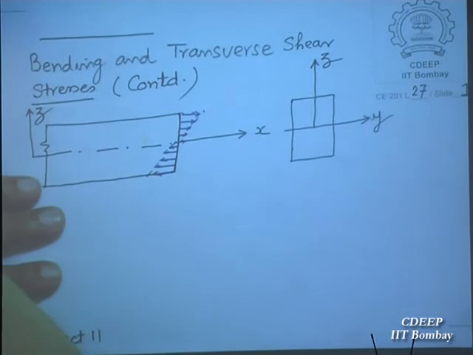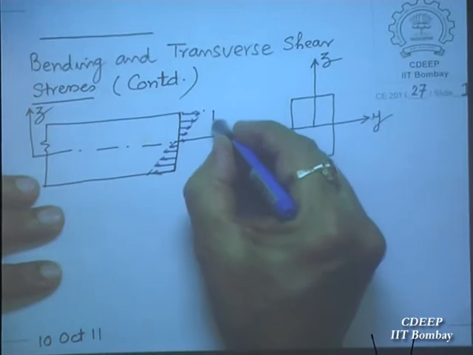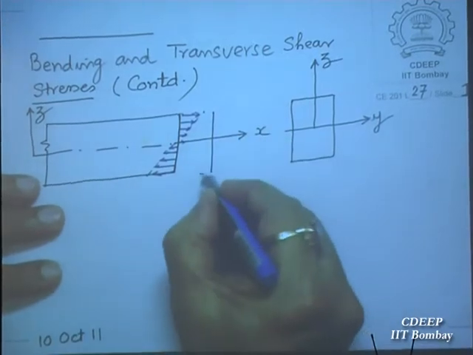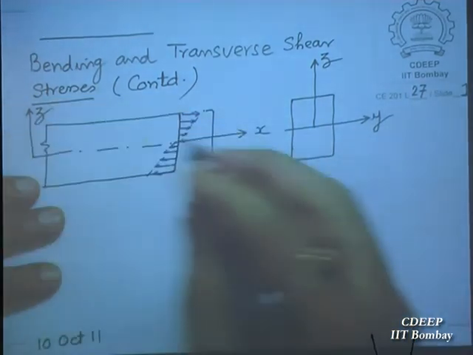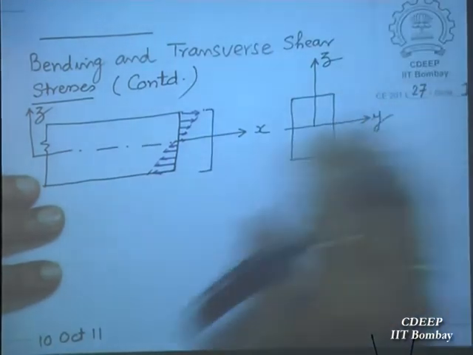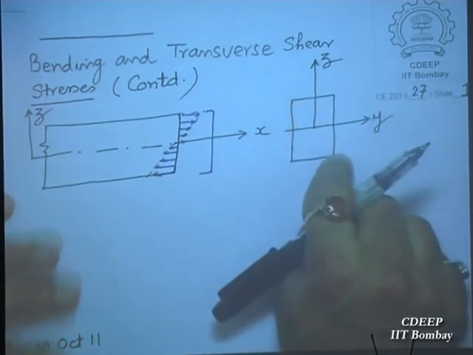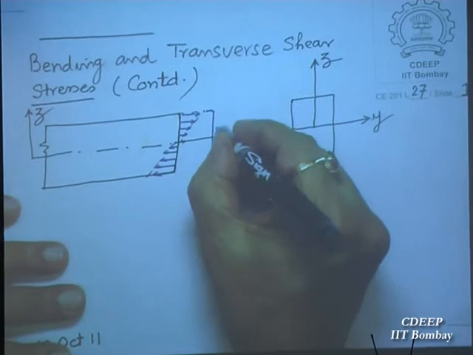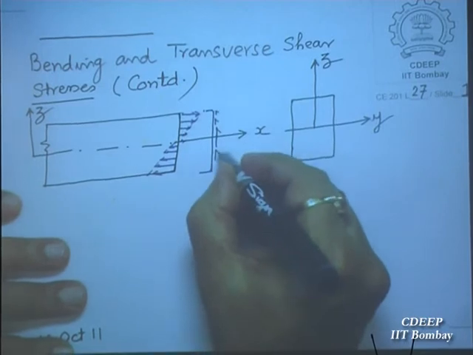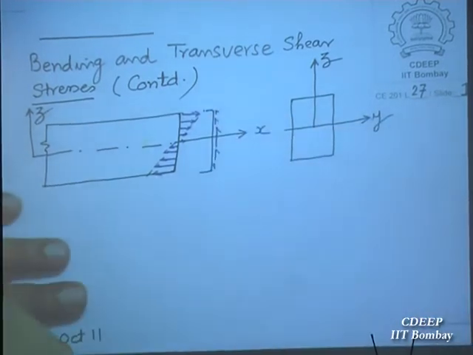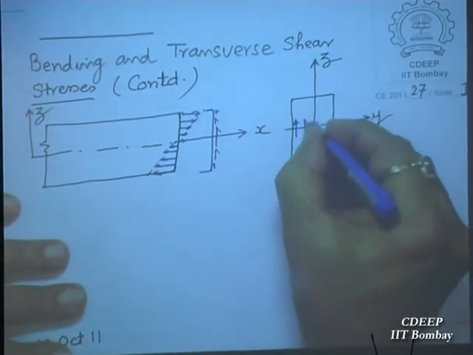Then in addition to that, I cannot draw on the same one because it will become very dirty, so let me draw the same cross section separately. In addition to this, you also have shear stresses which are acting on this surface. This is the surface X, vertical shear, and they are acting like this. If you see in section, shear stresses will be acting in the plane.